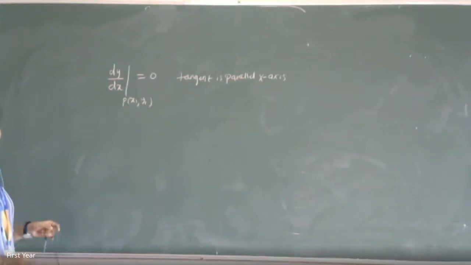Wake up and try to recollect what we did yesterday. dy by dx at a point P, x1, y1 is equal to 0. We get a tangent which is parallel to the x-axis.